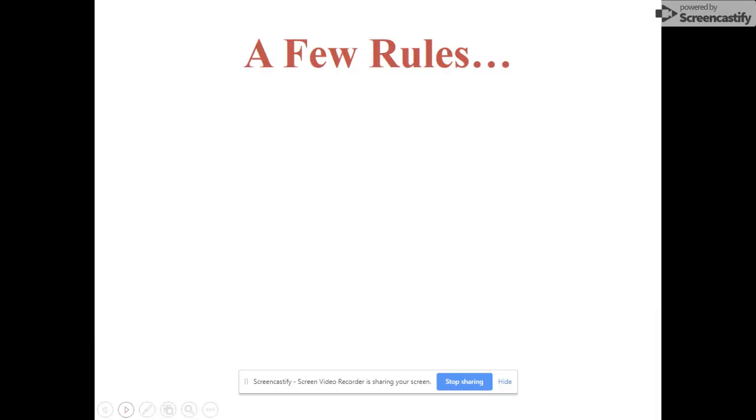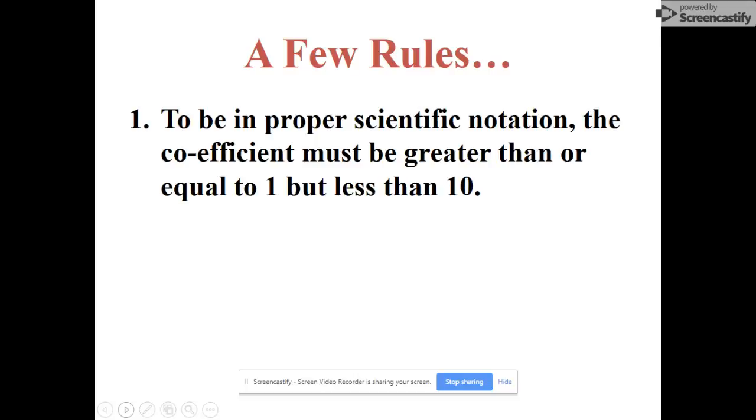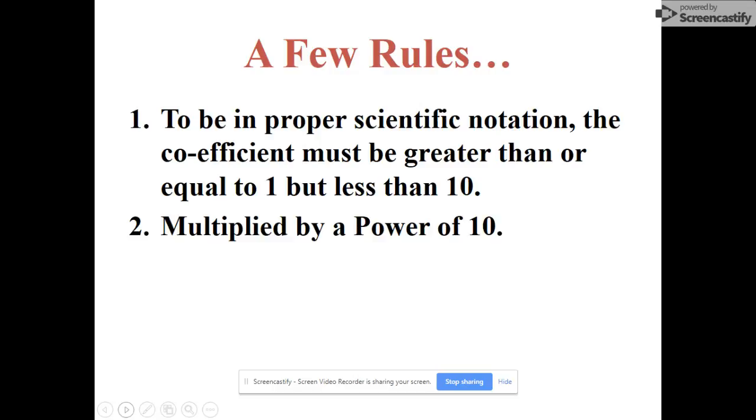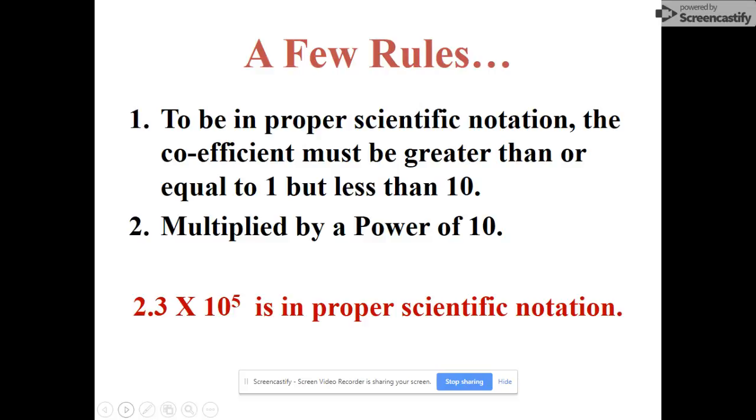We do have a few rules that we must follow when working in scientific notation. To be in proper scientific notation, the coefficient must be greater than or equal to 1, but less than 10. It also must always be multiplied by a power of 10. 2.3 times 10 to the 5th power is in proper scientific notation. We have a number that is greater than or equal to 1, but less than 10. We have a base of 10 raised to an exponent. 45 times 9 to the 6th power is not in proper scientific notation.